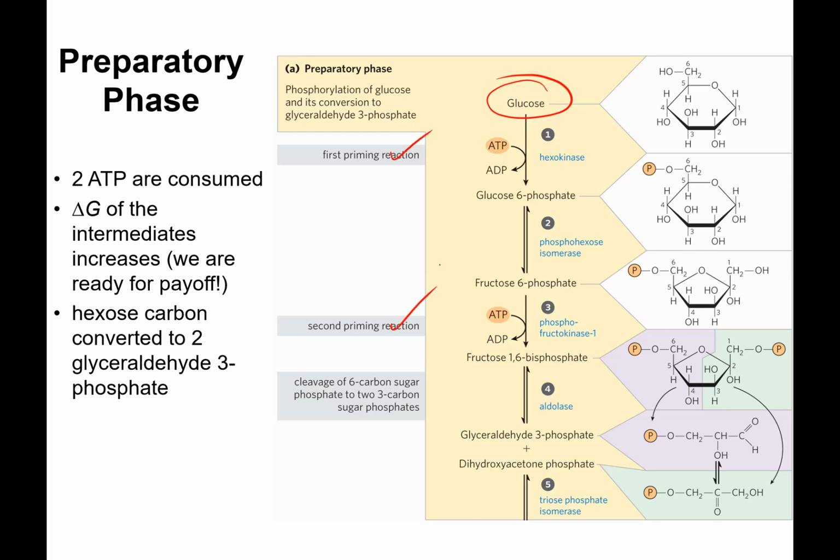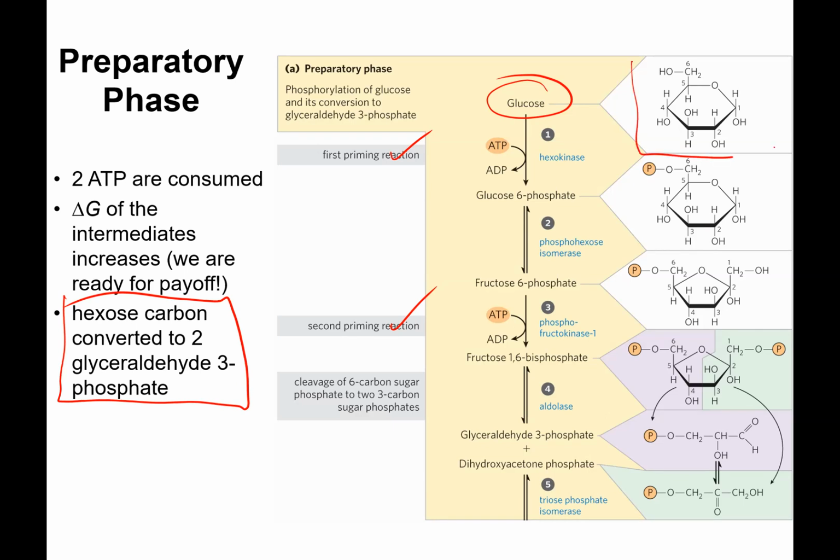phosphate, right? And we're also readying our glucose molecule for cleavage into 2, 3-carbon molecules. I would say that is the major big picture of what's going on here. Phosphorylation, developing this symmetrical molecule, and then cleaving it. The end game is that we're taking a hexose carbon and we're converting it to 2 glyceraldehyde 3-phosphates.